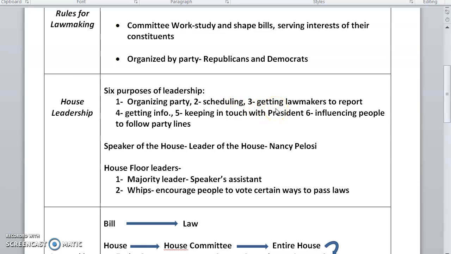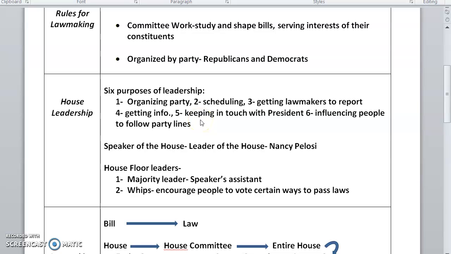Getting lawmakers to report back. Do the people want this? Do your voters want this? What do we need to add? What do we need to change? So you need to get information from other people too, which is the next one, number 4 here too. Getting information. You are trying to, again, get this passed and have the best law possible, because this law is going to affect the entire country. So what information do you need? Is this going to be safe when you pass it through? All that stuff is going to go into number 4 here.